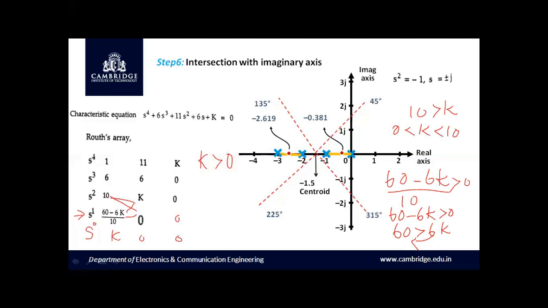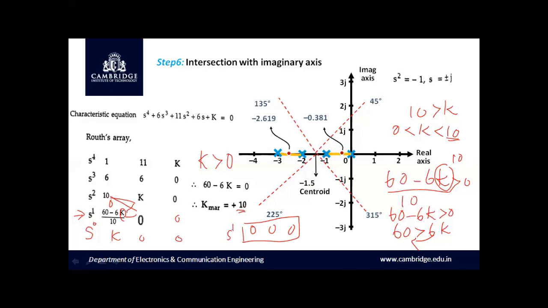Now, let me find k margin. It is very clear that k margin is equal to plus 10. When we substitute k margin in the s to the power 1 row in the place of k, the expression will be 60 minus 6 into 10 divided by 10. 60 minus 60 becomes 0. The first element has become 0. So this s to the power 1 row now has become a complete 0 row.